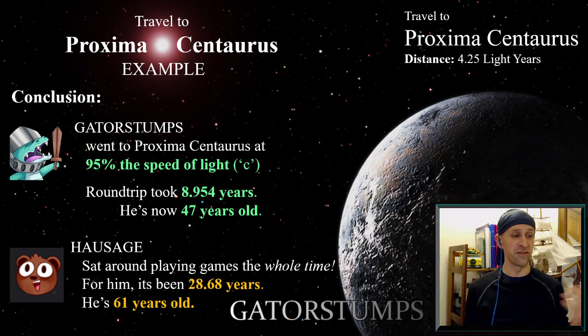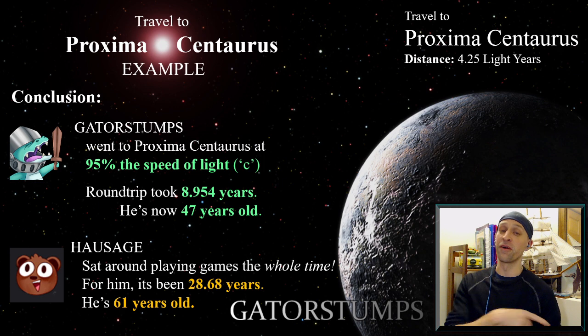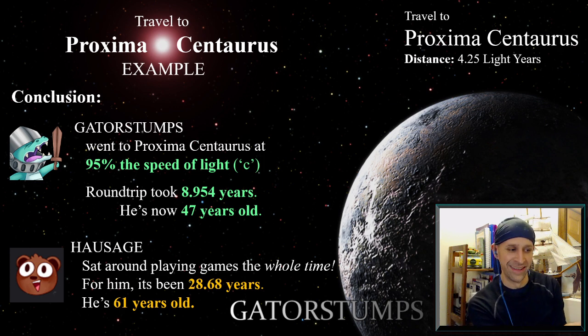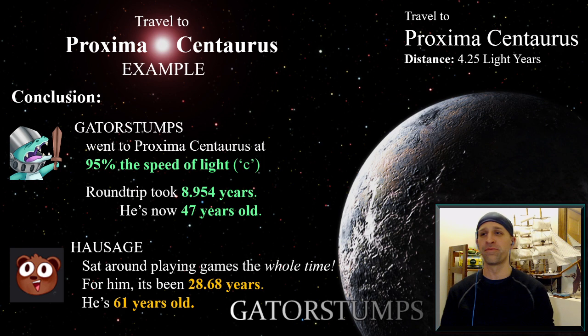Conclusion. GatorStumps went to Proxima Centauri at 95% the speed of light. Round trip took me almost 9 years. At that point in time, I would be 47. Yep, you can do the math. I would be 47. Hostage, meanwhile, sat around playing games the whole time. And for him, he's been at it for 28.68 years. He is 61 years old.